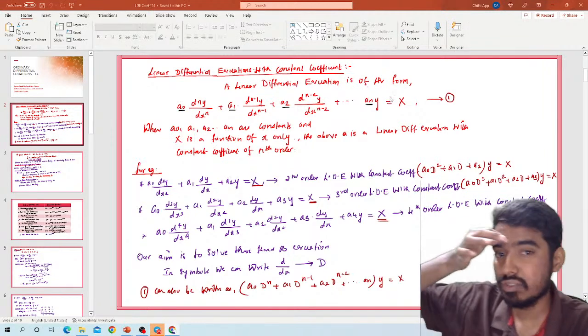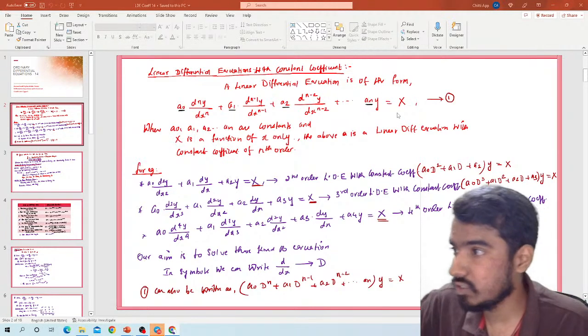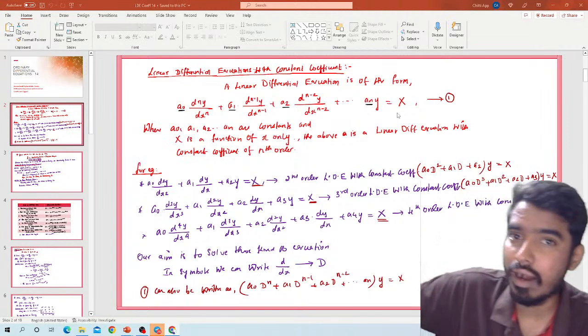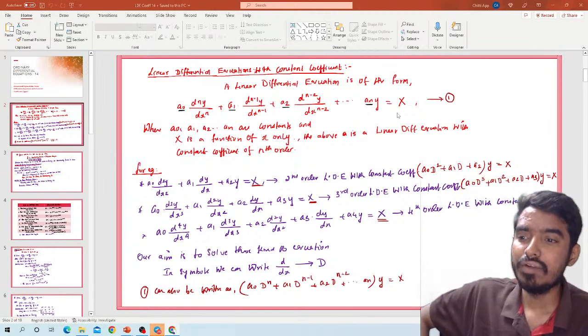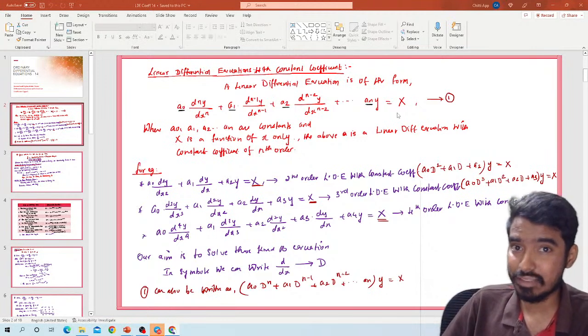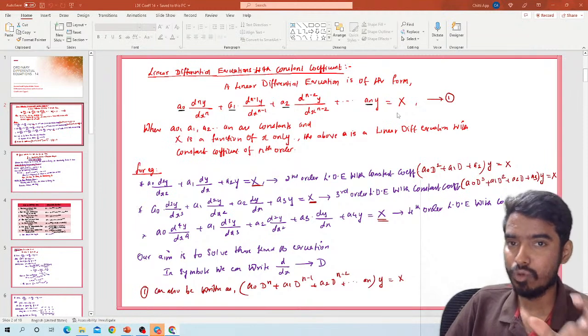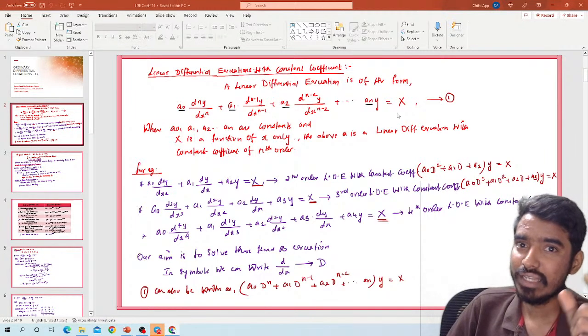So we have type 0, type 1, type 2, type 3, type 4, type 5. Type 0 is RHS is 0. Type 1 is RHS is e power ax, so you have to replace D by D plus a. Type 2 is sin ax or cos ax. Replace D square by minus of a square. And type 3 is polynomial in x. Use the formula (1 plus x) whole power minus 1 or (1 minus x) whole power minus 1.